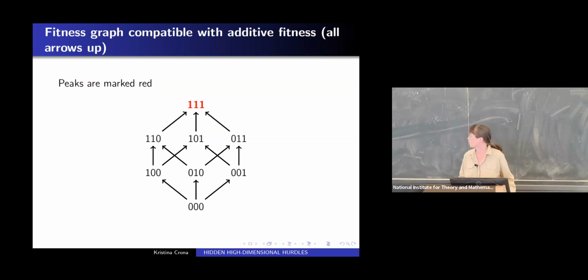Each arrow points toward the genotype of higher fitness. In this case, 111 is the peak. And it's very simple because we can describe this as the more mutations, the better, right? And this is compatible with additive fitness also.